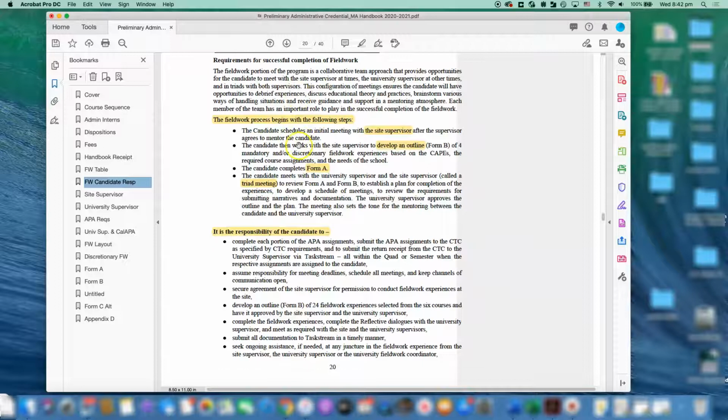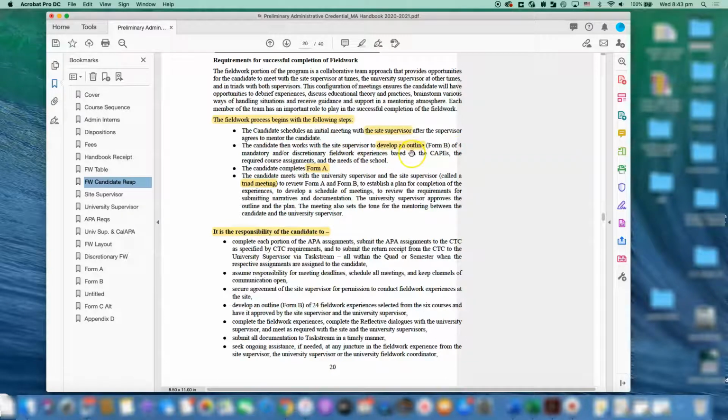So the fieldwork begins with you setting up who your site supervisor is going to be, and I probably asked you for Form A. And that's the document that the principal on your school site or the vice principal, whomever you choose, needs to sign to say that they will be your site supervisor. And then once you do that, you develop your outline, your Form B, of your 4 mandatory or discretionary fieldwork experiences based on the CAPEs.